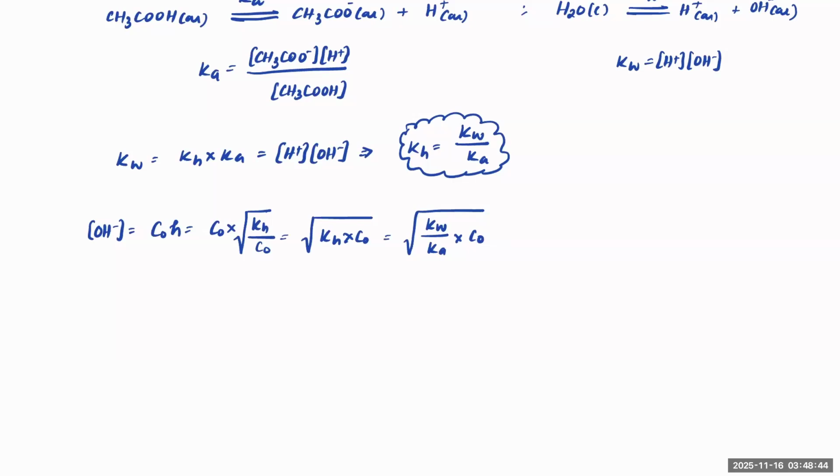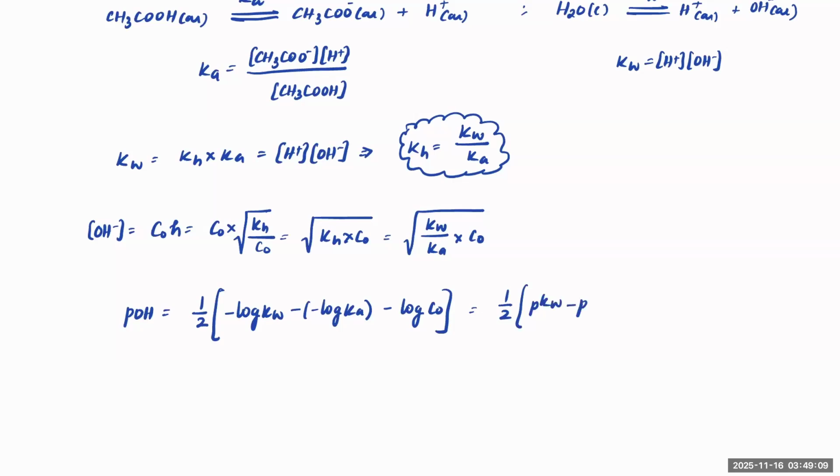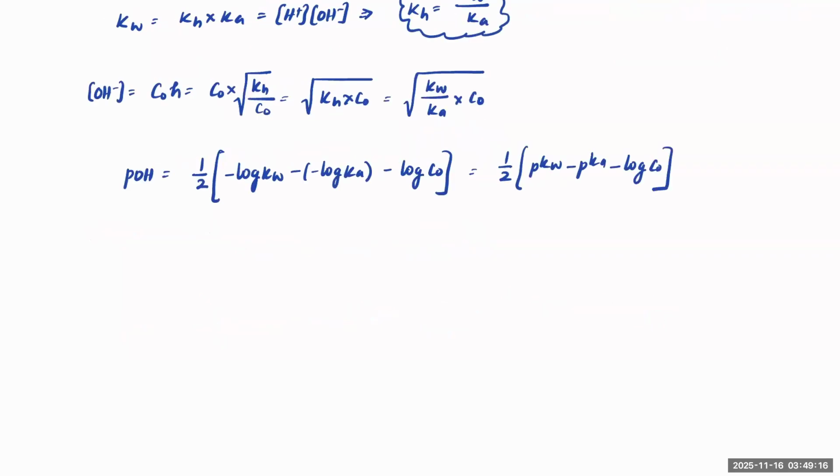So, if at all I write this as pOH, pOH is equal to half of, because that root can be written as half, into minus log of Kw, minus log of Ka, and minus log of C naught. That is equal to half into, this is pKw minus pKa minus log C naught. This is what you will have as pOH.